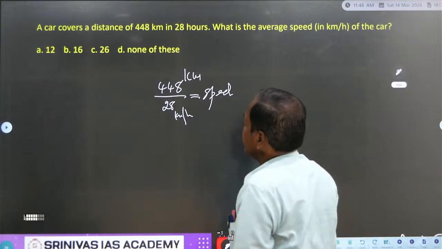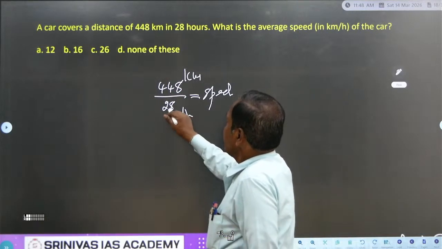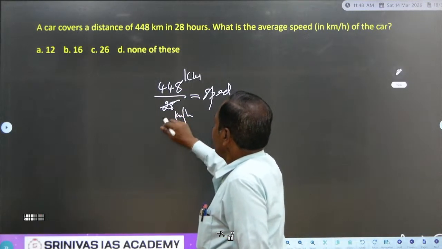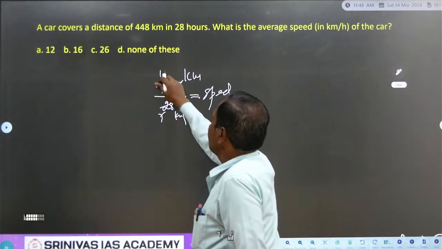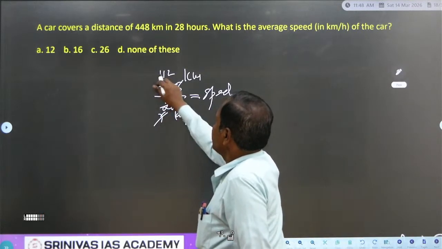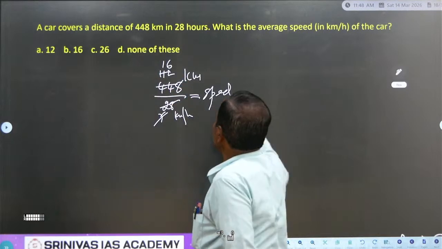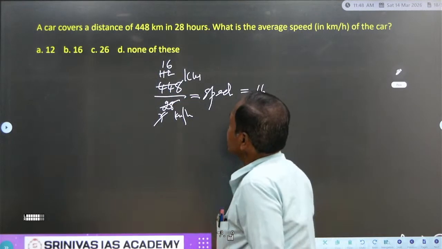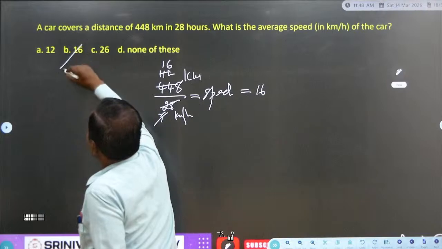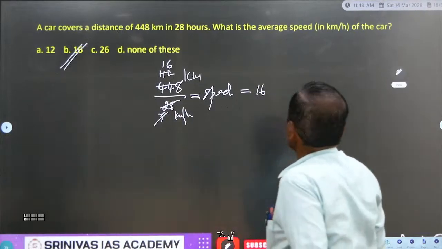In these questions we can see that both are multiples of 4. 4 sevens are 28, and 4 times 112 is 448. Now we can say 7 and 7 cancel, and 16 is the speed. 16 kilometers per hour, right? Like that.